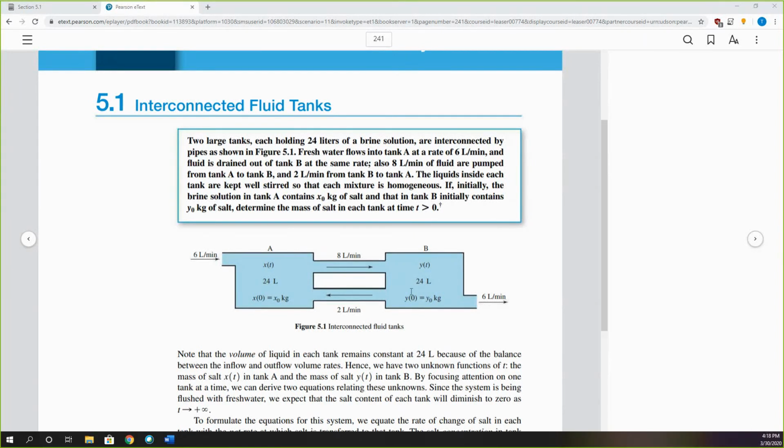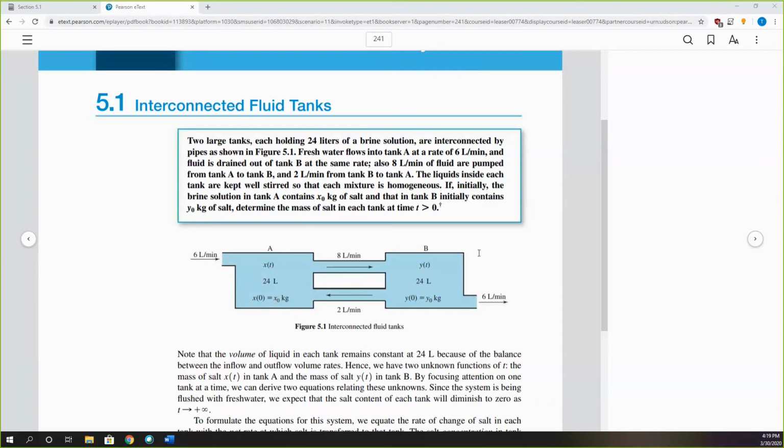All right, let's jump into this question, though, where we're talking about salt. So we have tank A and we have tank B. We are inputting 6 liters per minute of just pure water into tank A. We're going to let x(t) represent the amount of salt in this tank at time t. This tank holds 24 liters, and it is not losing liters per minute overall. We have 6 coming in, 8 going out, 2 going in. So overall, we have 8 coming in and 8 going out, so this is just going to stay at 24. We also have this initial amount of salt at time 0, so we're just going to let that be x of 0.